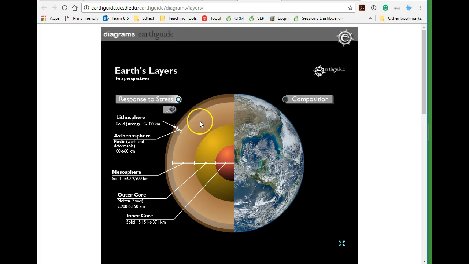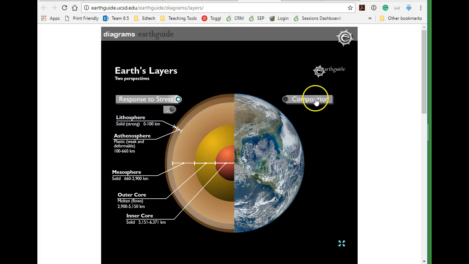So we have different layers here. The lithosphere is the outside layer of Earth, and it's also the thinnest layer of Earth here. And it's really, really strong. It's the crust. It's our solid part of Earth. And again, very thin, 0 to 100 kilometers.